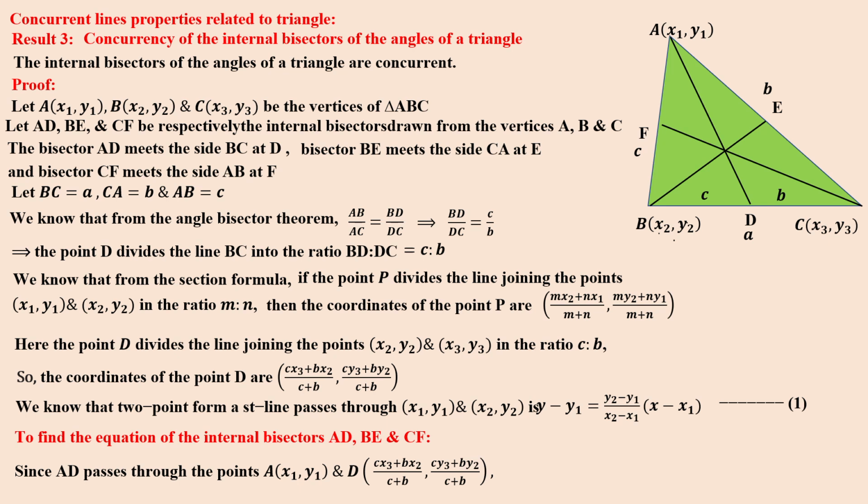Here (x1, y1) is the same, but instead of (x2, y2) in the formula you have cx3 plus bx2 by c plus b, and y2 is cy3 plus by2 by c plus b. So the equation is y minus y1 equals cy3 plus by2 by c plus b minus y1, by cx3 plus bx2 by c plus b minus x1, into x minus x1.